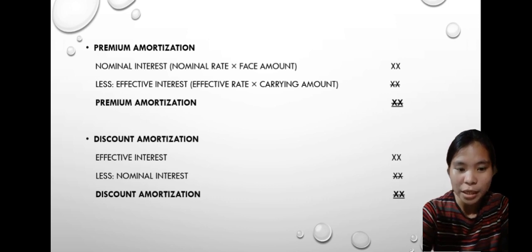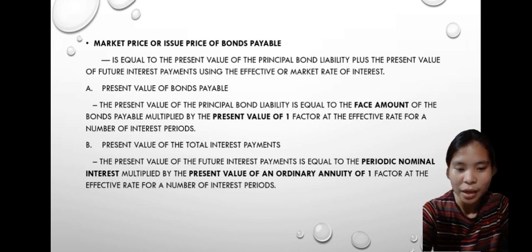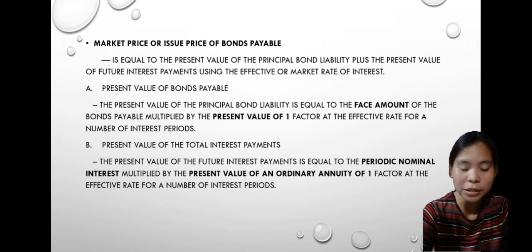Next, we proceed to the market price or issue price of bonds payable. It is equal to the present value of the principal bond liability plus the present value of future interest payments, using the effective or market rate of interest. So it has two parts: first, the present value of bonds payable, and second, the present value of the total interest payments. The present value of the principal is equal to the face amount of the bonds payable multiplied by the present value of one factor at the effective rate for the number of interest periods. The present value of the future interest payments is equal to the periodic nominal interest multiplied by the present value of an ordinary annuity of one factor at the effective rate for the number of interest periods.